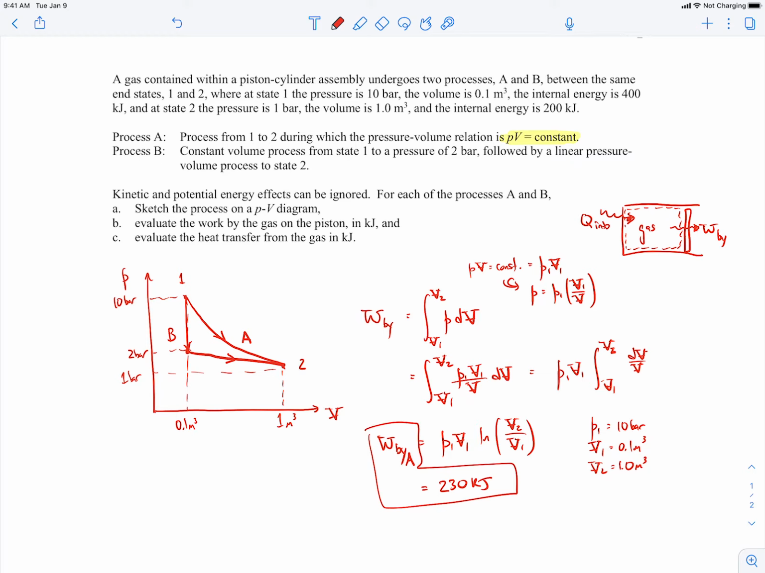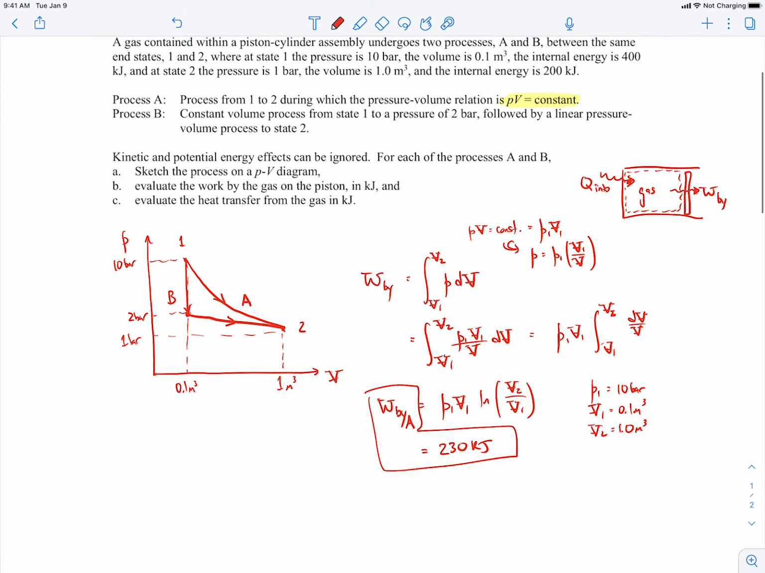So this is process A. All right, now let's calculate the heat transfer from the gas using process A. To find the heat transfer, I'm going to make use of the first law applied to that same system of gas. From the first law, we have the change in total energy of the system is equal to the heat energy put in via heat transfer minus the work done by the gas on the surroundings.